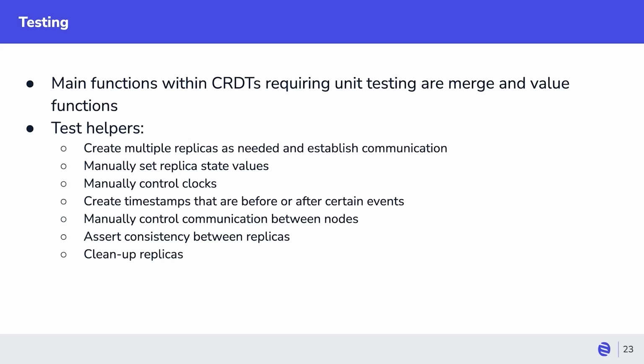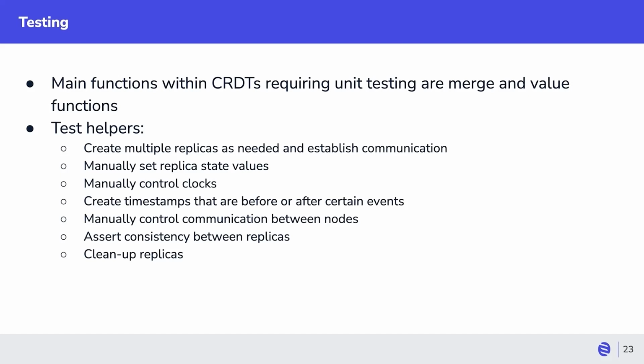You need to be able to manually adjust the clocks to be deterministic about the result of a test function. You want to be able to create timestamps that happen just before or just after another timestamp. Sometimes you want to manually control the communication between the nodes. For example, you want one node to specifically communicate to another node, so you want to be able to manually control that in some of the tests.